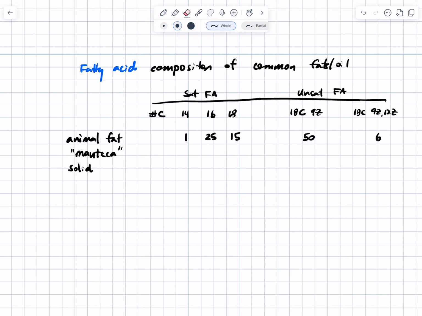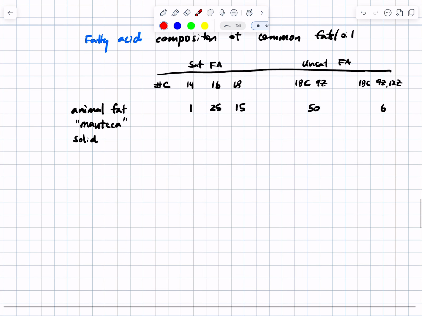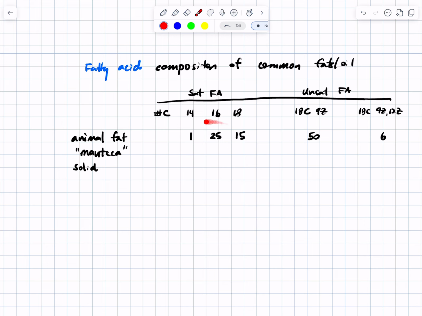And you know from experience that animal fat is solid, right? You can buy it, you can scoop it, it doesn't pour unless you heat it up. So apparently having a significant percentage, not even a majority of saturated fatty acids is enough to make a triglyceride solid.